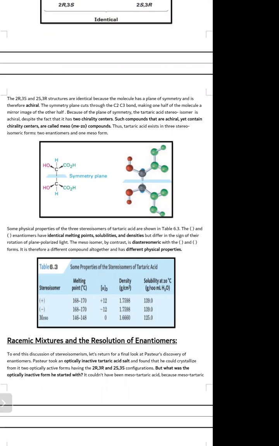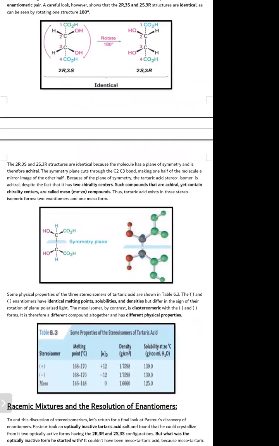through the C2-C3 bond, making one half of the molecule a mirror image of the other half. Because of the plane of symmetry, this tartaric acid stereoisomer is achiral even though it has two chirality centers. Such compounds that are achiral yet contain chirality centers are called meso compounds. For example, tartaric acid contains two chirality centers, but it is also an achiral molecule, so tartaric acid is called a meso compound.